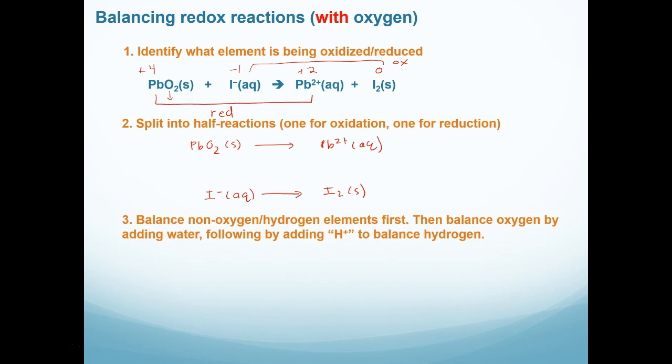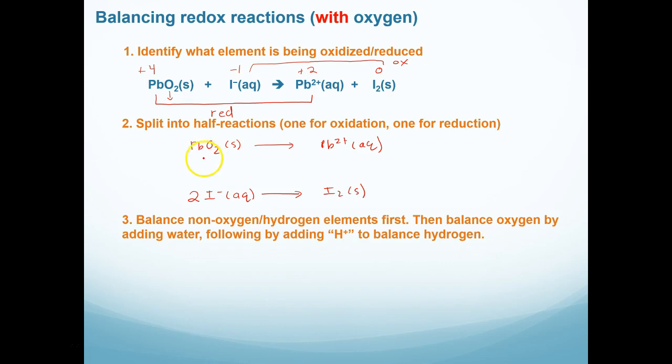Non-oxygen, non-hydrogen. So I have 1 lead, I have 1 lead. I have 1 iodine, I have 2 iodines. So I need to add in a 2 here. Okay. Then we're going to balance the oxygen by adding in water, followed by adding H plus to balance the hydrogen. All right. So let's do that for each one.